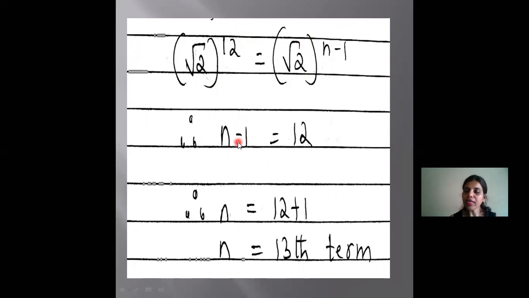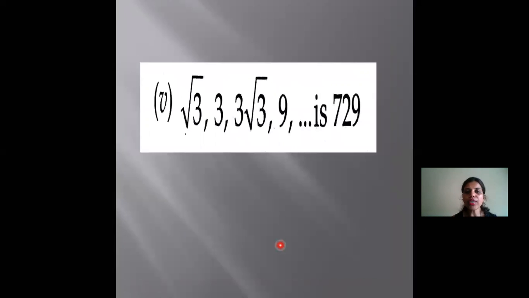Now minus 1, you take it to this side. So minus 1 becomes plus 1. So 12 plus 1, you get 13. So that is n is equal to 13th term. Now once you get the value for n, put it in the box and write an. After that we go to the next question, that is the fifth sub question of the ninth question.